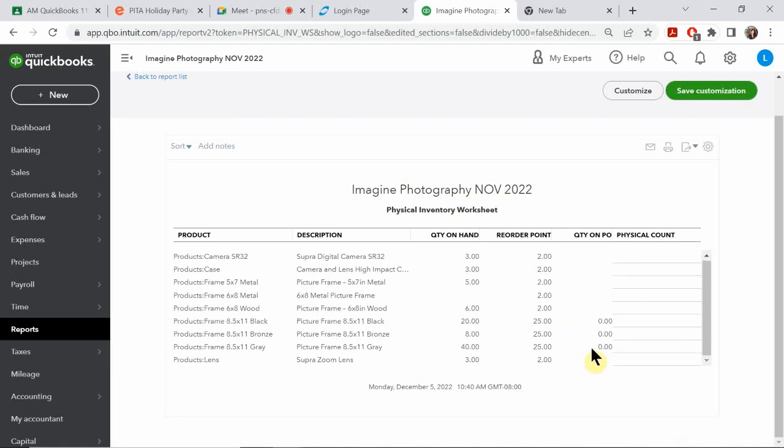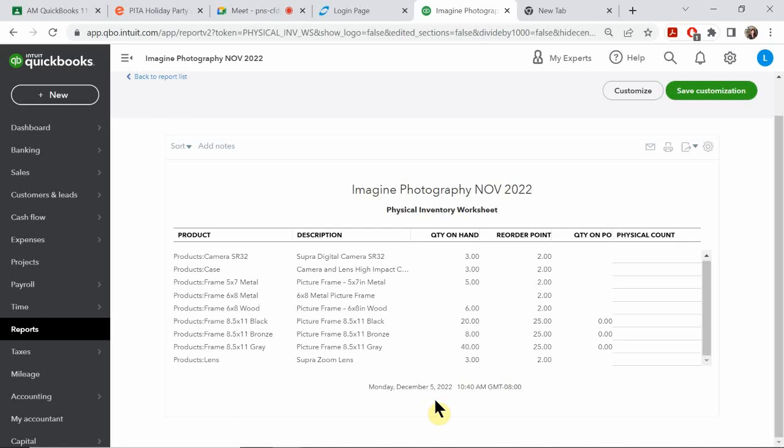So in this case, it will just list out what items you have on hand as an inventory item. It doesn't list anything else. It doesn't list all your non-inventory items. It doesn't list out your services or your bundle packages. It only lists out what you selected and marked as inventory.